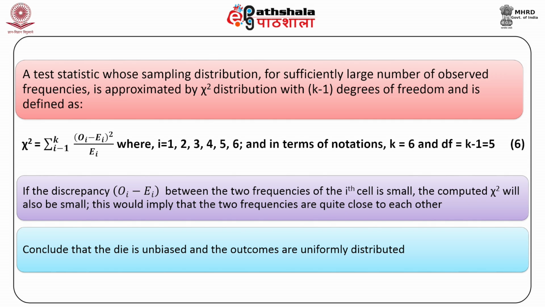So if the discrepancy OI minus EI between 2 frequencies of the ith cell is small, the computed chi-square will also be small. I'm sure this is obvious from the formula. Now this would imply that the 2 frequencies are quite close to each other, which means the observed and the expected frequencies are very close to each other, and we would then conclude that the die is unbiased and the outcomes are uniformly distributed.